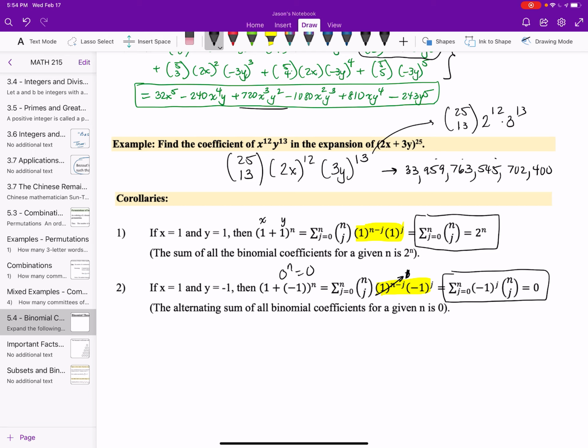That's interesting too. And we're actually going to see why that is when we get to Pascal's triangle in a moment. So stay tuned. Thanks for watching.